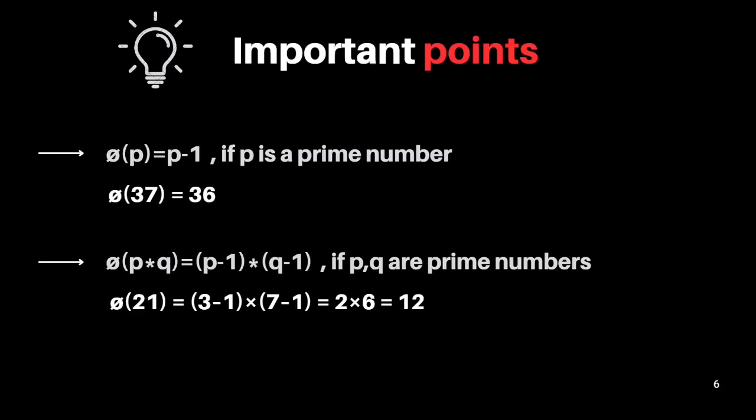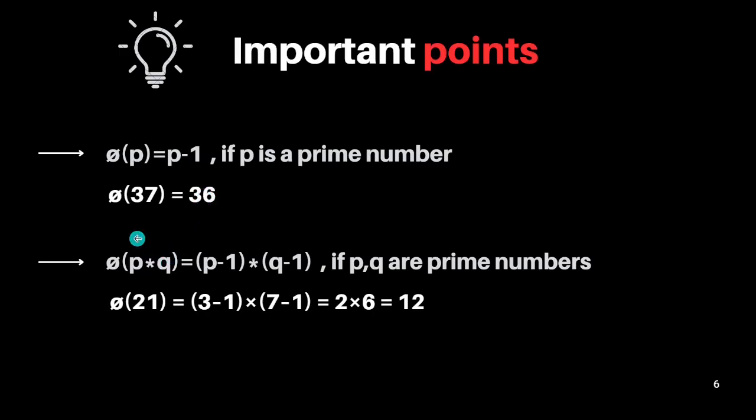So these are some important points we should remember. The first point is phi of p equals p minus 1 if p is a prime number. It is obvious that if a number is prime, all the numbers which are less than the prime number are relatively prime to p. So that's why it is equal to p minus 1. For example, if we see prime 37, all the numbers from 1 to 36 are prime to 37. So that's why phi of 37 is equal to 36.